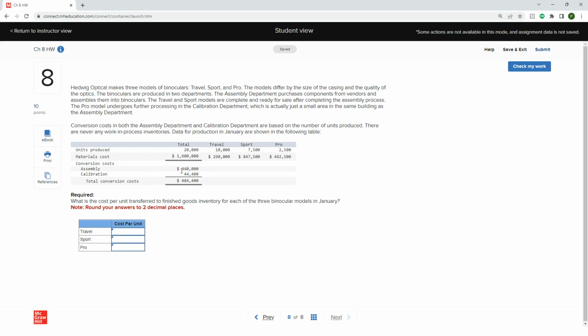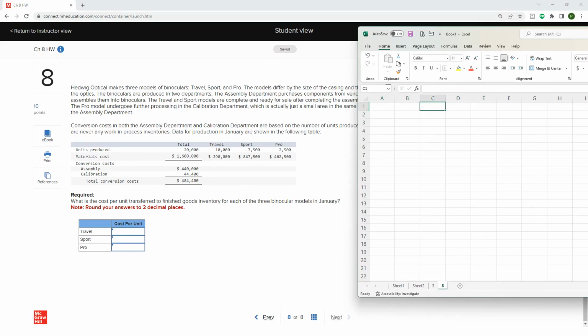We have the travel model, the sport model, and the pro model. The travel model, we have 10,000 units. The sport model, we have 7,500. And the pro model, we have 2,500. So let's see what our costs are going to be. The fact pattern gives us the material costs per model. 290,000 for travel, 847.5 for sport, and 462.5 for pro.